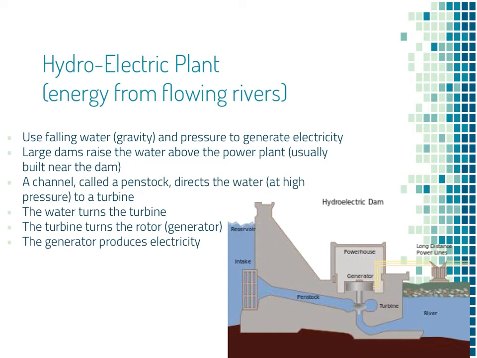Hydroelectric. We use falling water or gravity and the pressure of that water to produce electricity. Large dams raise the water above the power plant. When they build a dam, they do so to make the water up higher, and that will flood some areas. But once we've done that, we can use the pressure and gravity of water coming through a penstock. It directs this water at high pressure towards a turbine. Water turns this turbine, which turns the rotor in our generator, producing electricity, and the water continues downstream.